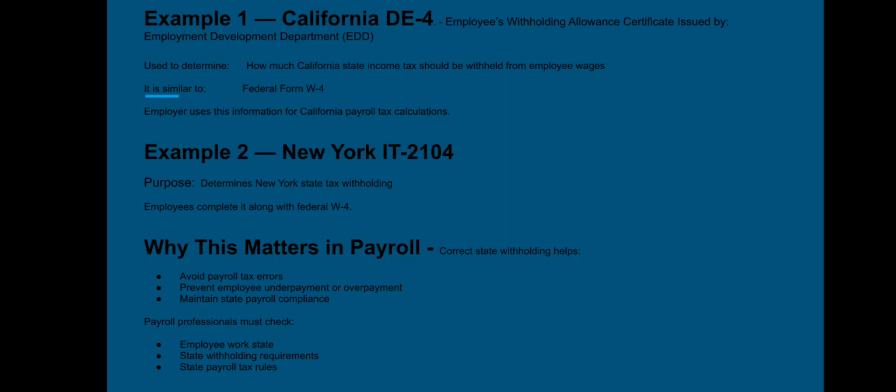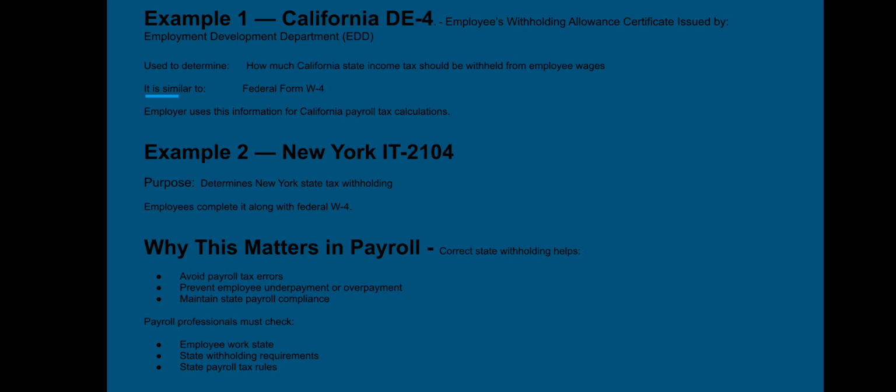So here are some examples. The first example is the California DE4, the employee withholding allowance certificate issued by EDD, the Employment Development Department, used to determine how much California state income tax should be withheld from employee wages. It is similar to federal form W4 but totally different as well, because W4 is federal and this DE4 is a state form. The employer uses this information for California payroll tax calculation.